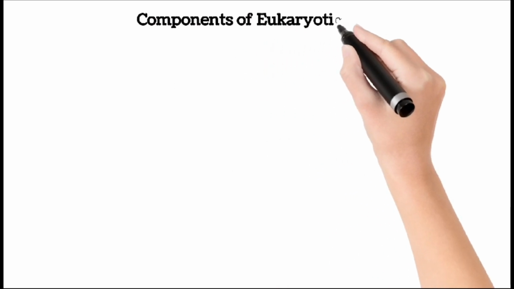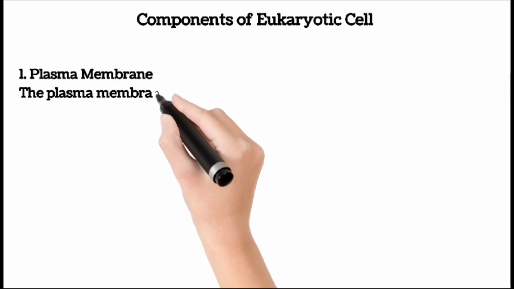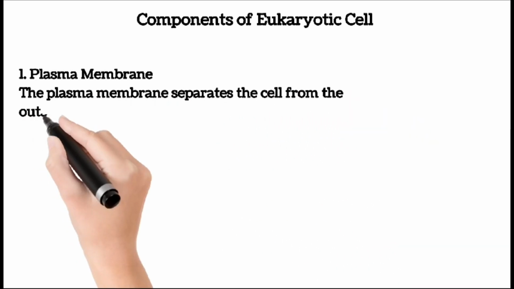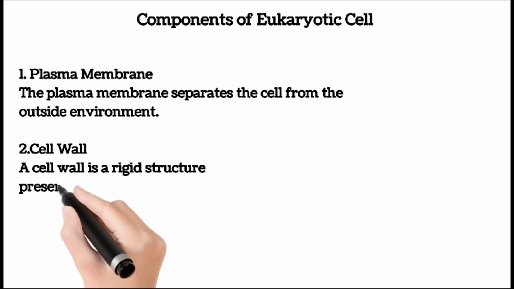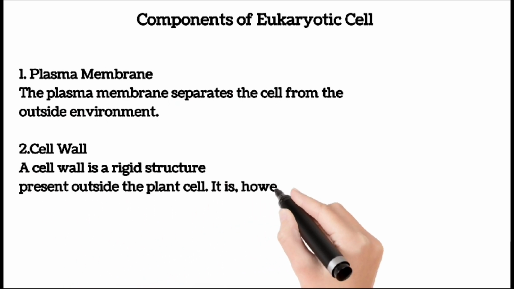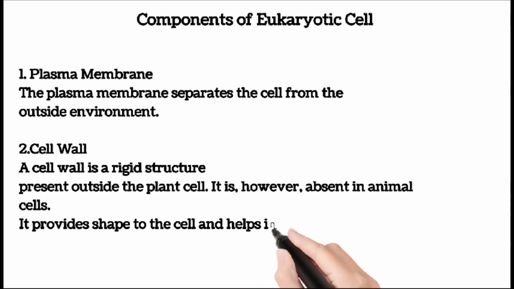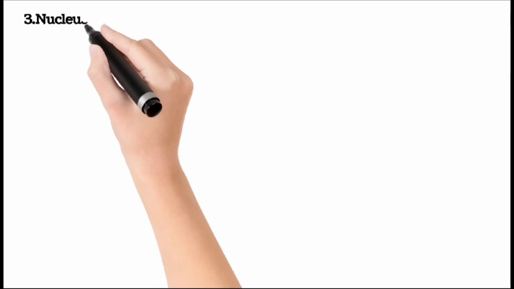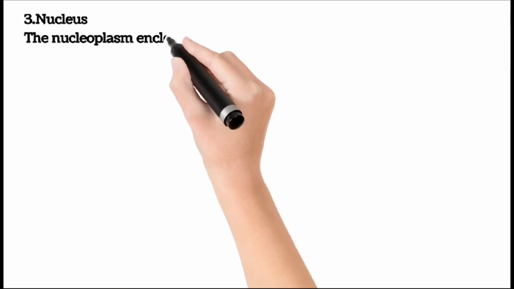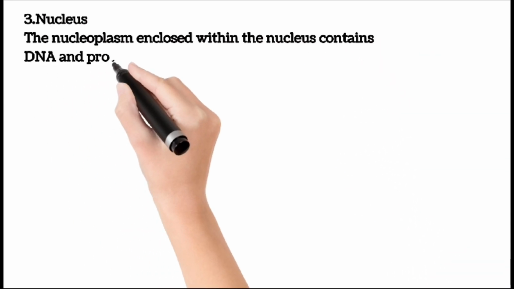Components of eukaryotic cell. Plasma membrane. Plasma membrane separates the cell from outside environment. Cell wall. It is a rigid structure which is present in plant cell but absent in animal cell. Nucleus. The nucleus contains the DNA which is the genetic material.